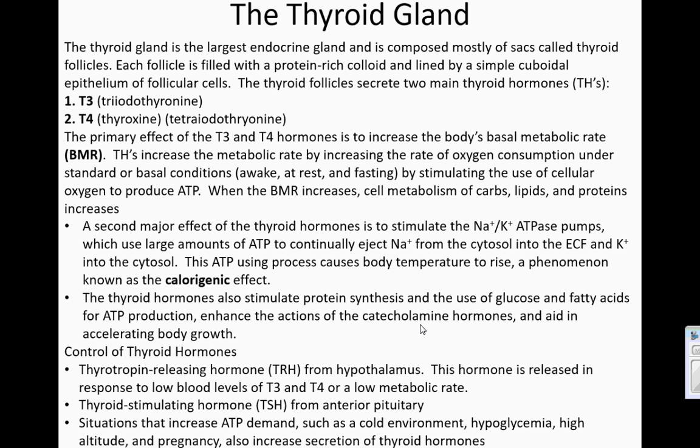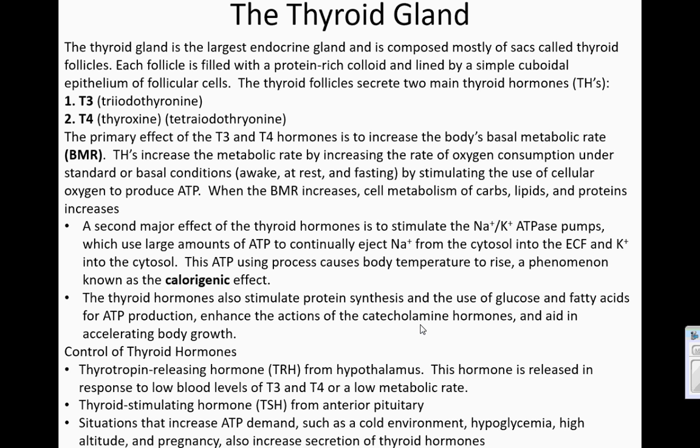This ATP using process will help elevate our body temperature. We call this phenomenon the calorogenic effect. Since the beginning of the semester, we've talked about the feedback loop regulating body temperature, and we said when it's cold outside, we shiver. Guess what else we now get to know we do? We release T3 and T4. Okay. It's like lighting a fire in our body.